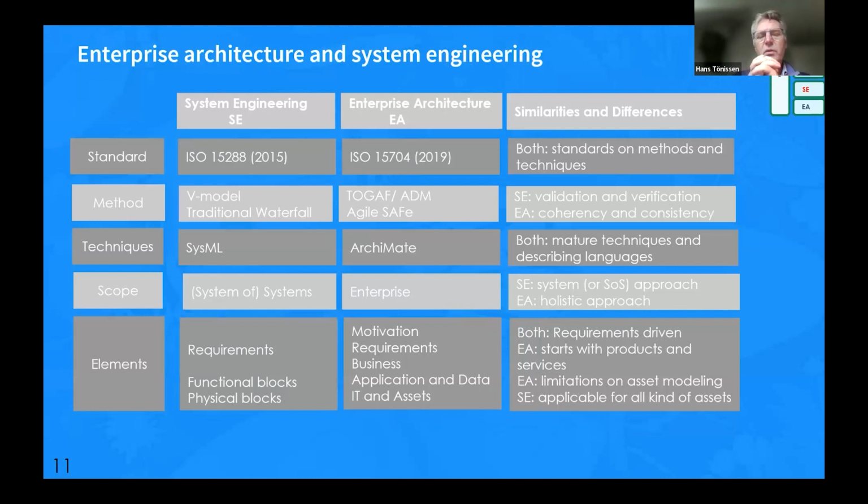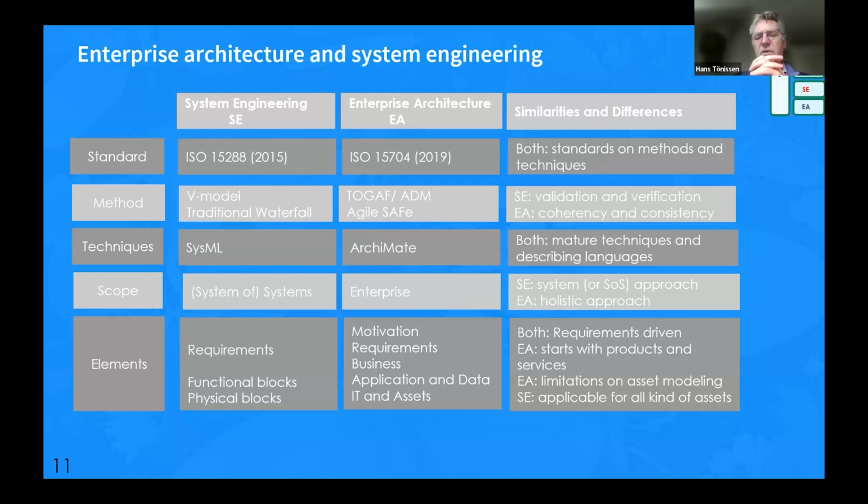But you have also a lot of the motivation aspects, so the why, the stakeholders, drivers, assessments, and goals, etc. come along. And they have the functional blocks and physical blocks in system engineering and in enterprise engineering. I show you the columns. It's about business, application, and data, and IT and assets. So they're both requirements driven.